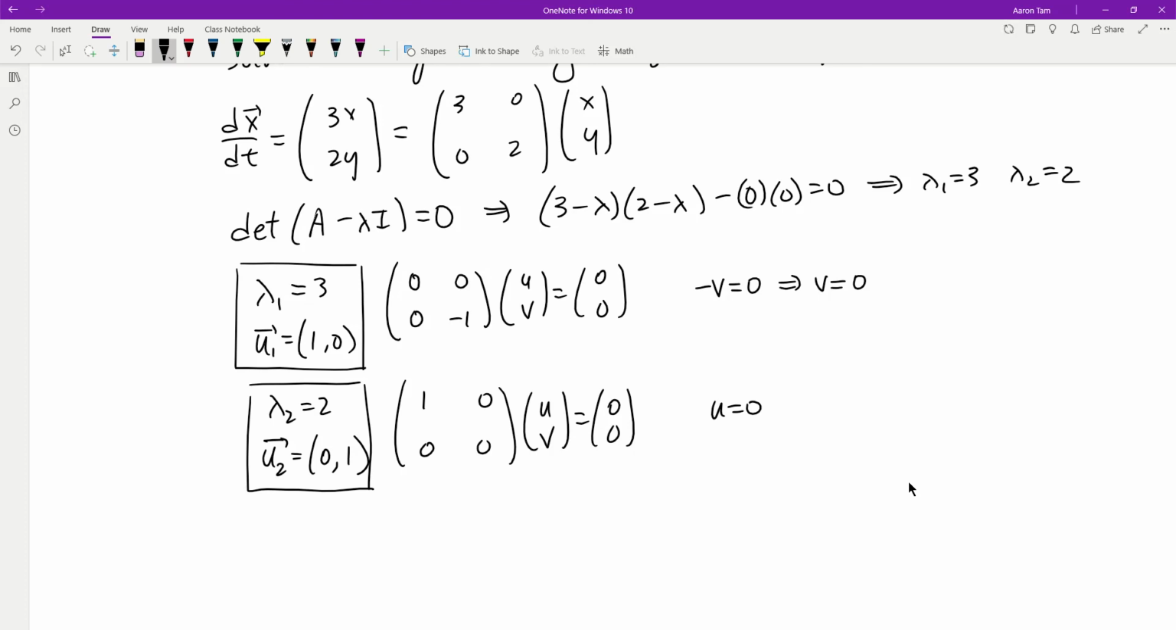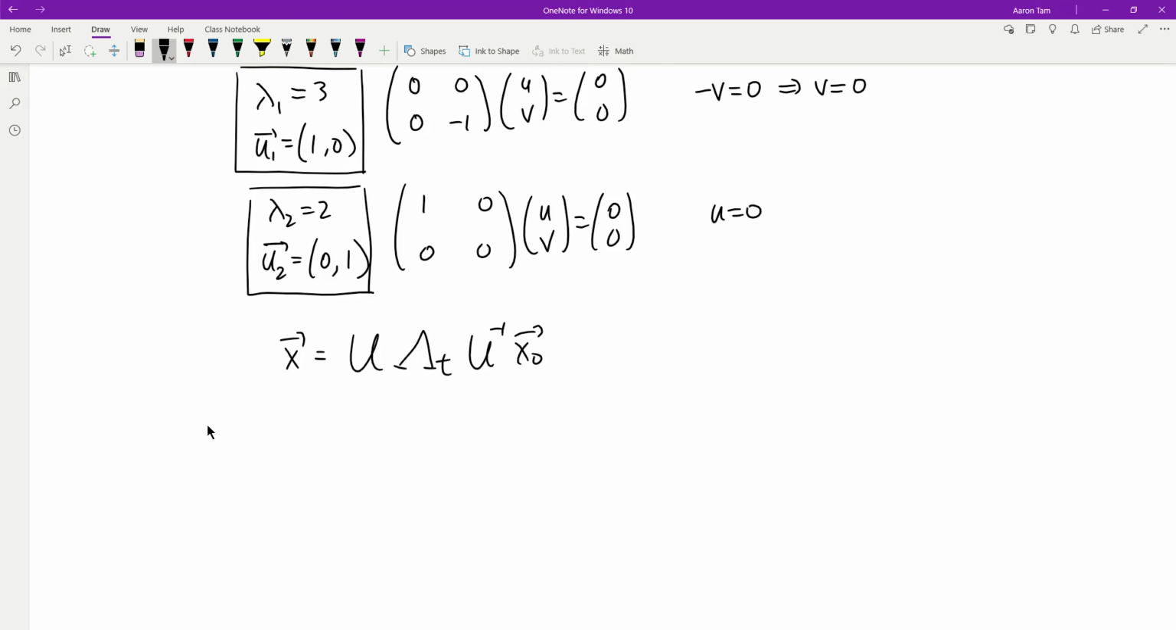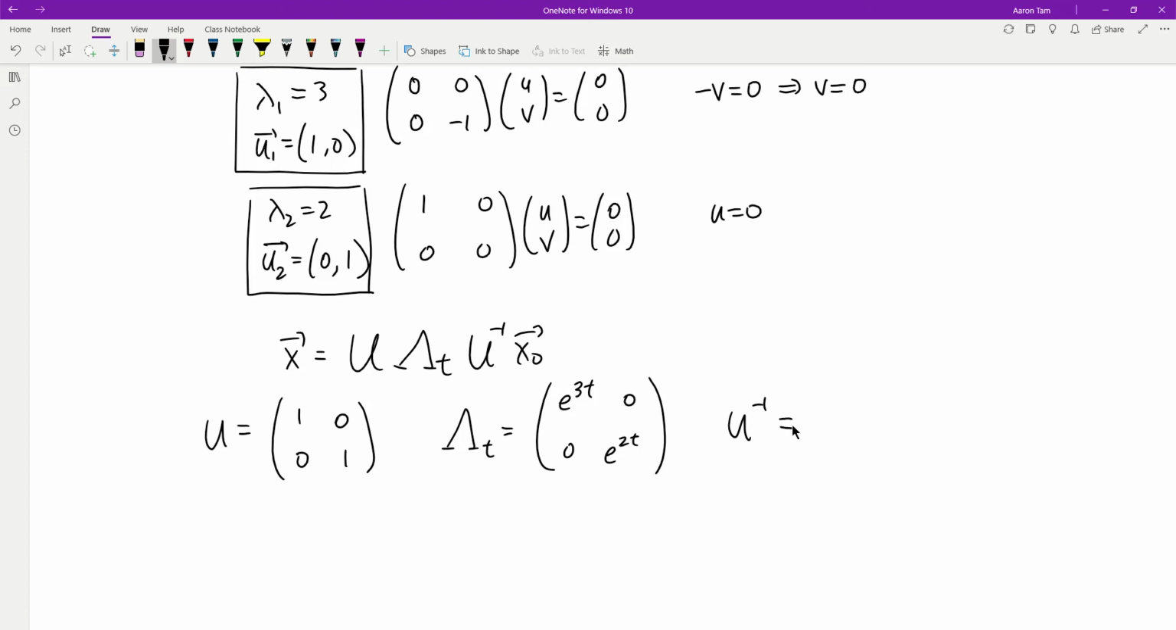So now I'm ready to go ahead and solve this problem. Okay, so let's do this. Our vector x would actually be U e to the lambda t U inverse vector x sub 0. So let's see what we do know. What is U? U would actually be [1, 0; 0, 1]. E to the lambda t would actually equal [e to the 3t, 0; 0, e to the 2t]. Here's the interesting part. What is U inverse?